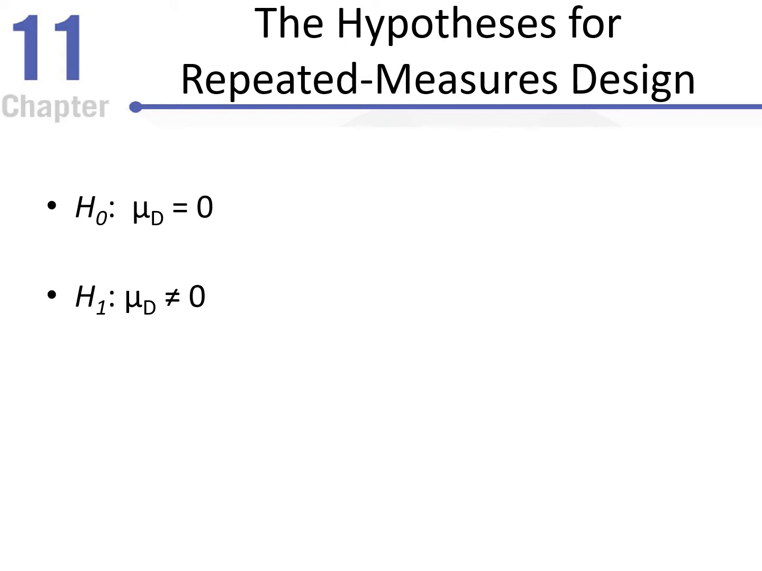If you're doing one tail, you need to specify, is the difference going to be greater than 0, or is the difference going to be less than 0? That would be a one-tail test, a directional hypothesis. But if you're doing non-directional, you just say that the mean difference is not 0. It could be positive or negative, but it's not 0. So it's basic as that.